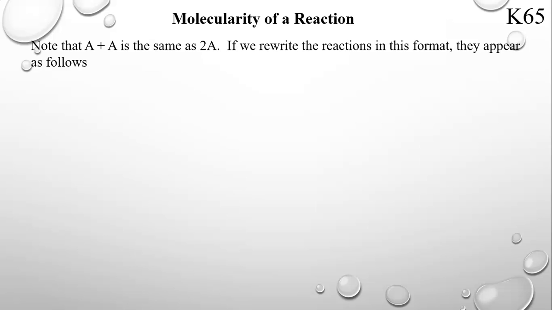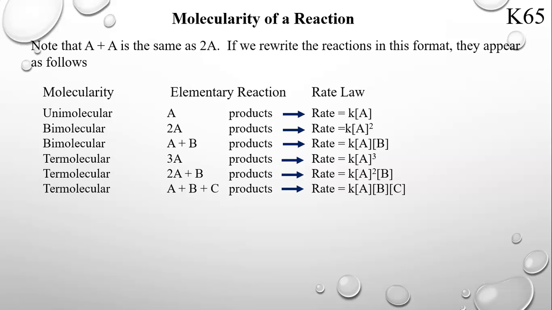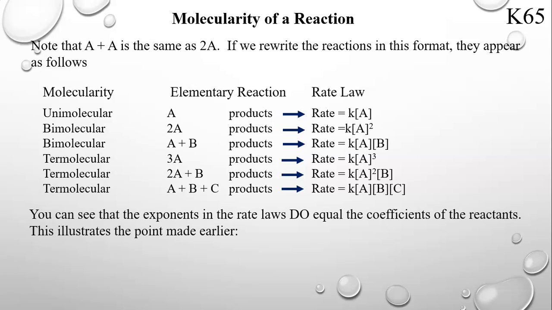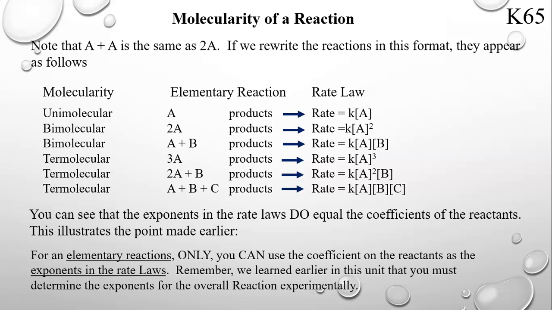So note that A plus A is the same as 2A, if we write it like an algebraic expression. If we rewrite the reactions in this format, they appear as follows. Okay, so it's what I was just saying. You can see that the coefficients are going to be the exponents in the rate law. So that's why you can do this if you're dealing only with elementary reactions. This is true. So you can see that the exponents in the rate laws do equal the coefficients of the reactants. This illustrates the point made earlier that for elementary reactions only, you can use the coefficients on the reactants as the exponents in the rate laws.